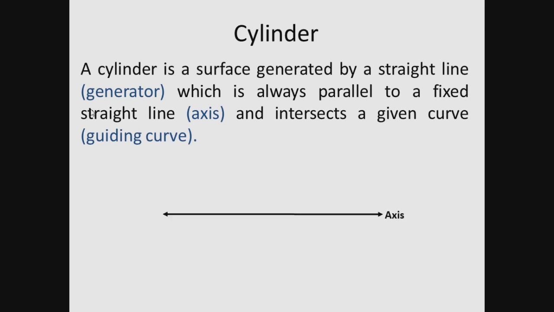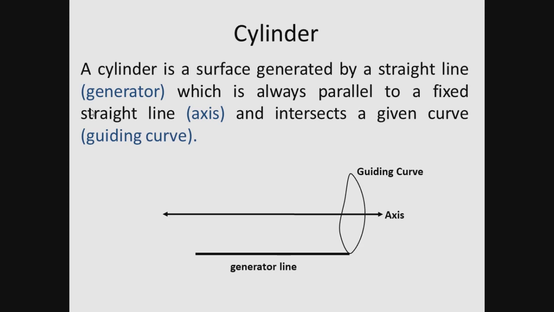So we have a fixed line, the axis, another straight line, called the generator line, and a curve called the guiding curve. Then we move this generator line along the curve so that the line is always parallel to the axis. Whatever surface is generated by that generator line is nothing but a cylinder.